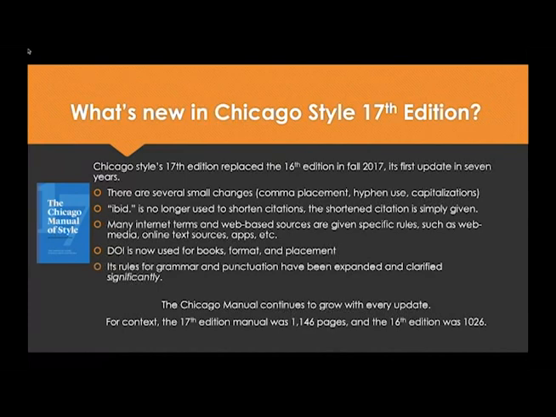In its update, Chicago also accounted for the growing presence of technology in academia. Many internet terms and web-based sources are now given specific rules. You'll see this for web media, online text sources, apps, etc. DOI is now used for books, format, and placement. You'll also see the rules for grammar and punctuation have been expanded and clarified significantly.